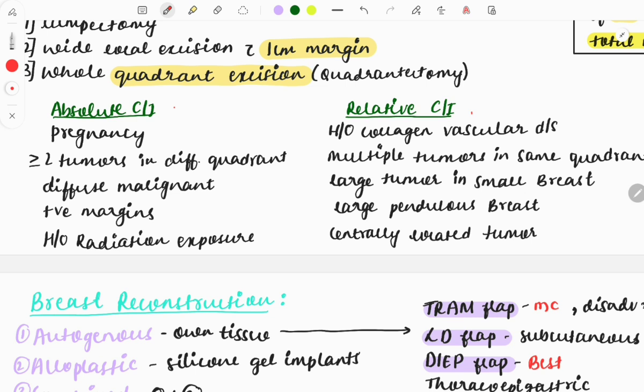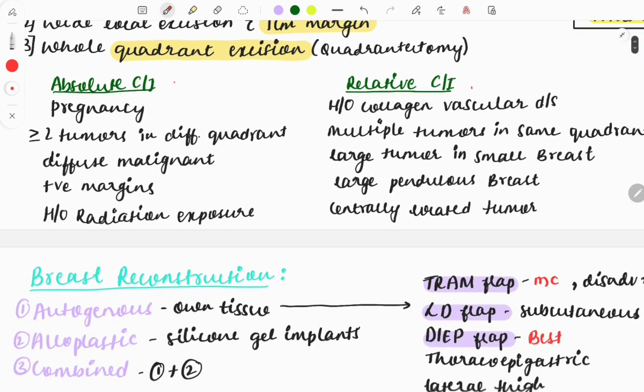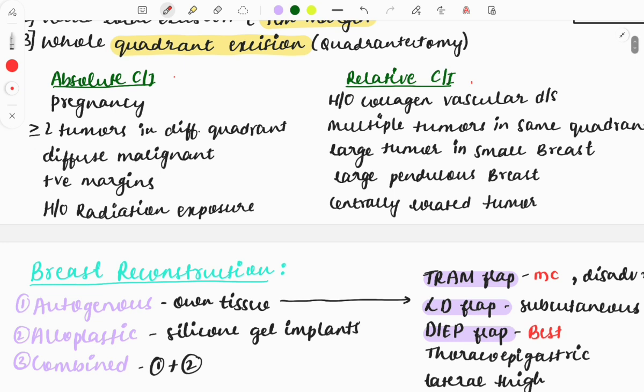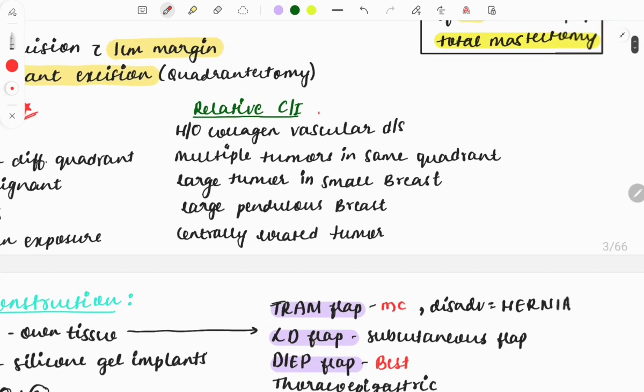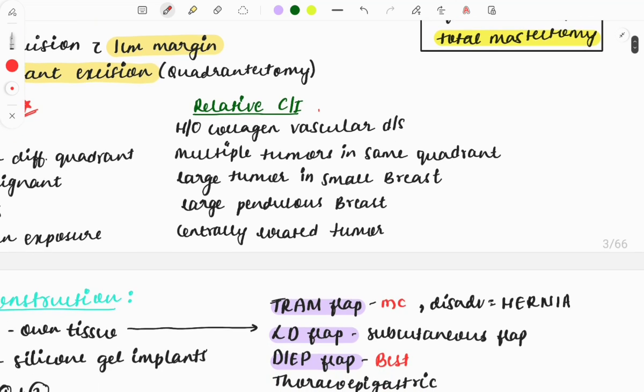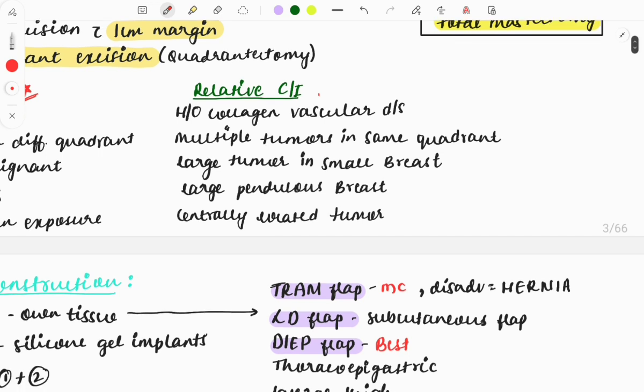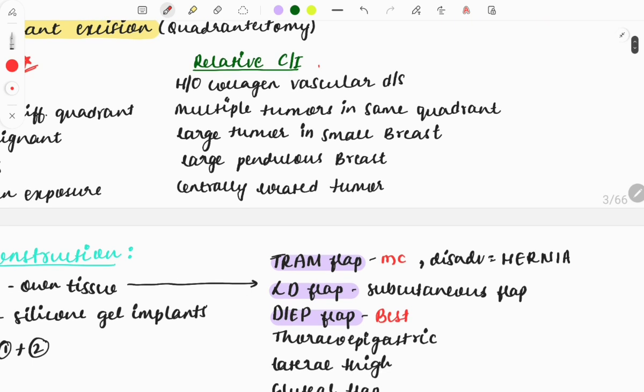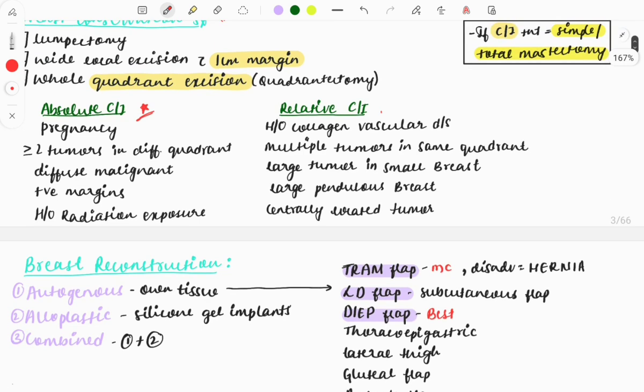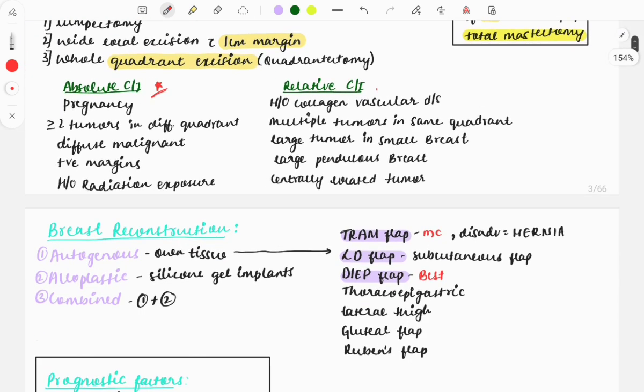So these are the absolute contraindications in which we cannot do the breast conservation surgery, like pregnancy, more than 2 tumors in 2 different quadrants, diffuse malignancy, positive margins, and history of radiation exposure. If these findings are present, then it is an absolute contraindication. We just cannot do this. Then speaking about the relative contraindications, we will look at the other various factors affecting it, and then we will decide what is the best treatment. Okay. So relative contraindications like collagen vascular disease, then multiple tumors in the same quadrant, large tumor, large pendulous breast, and centrally located tumor. Okay, so these are the things which you must mug up by heart.